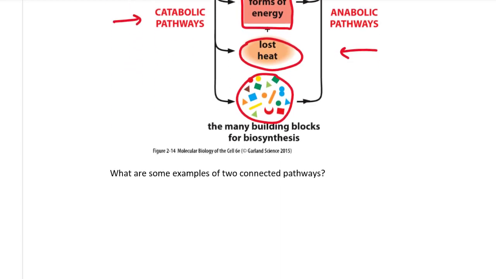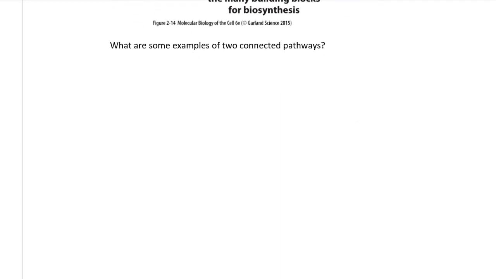Okay, so what are some examples of two connected pathways? We saw the example of protein synthesis from amino acids, so you can even think about it as gene expression. For example, a gene being transcribed into messenger RNA. And how do you make messenger RNA? You take the ribonucleotide monomers, ATP, UTP, GTP, CTP, and you build a messenger RNA. By itself, that is an anabolic pathway, right? Because you're taking smaller molecules and building a bigger molecule. And then that messenger RNA is used to make a protein through translation.